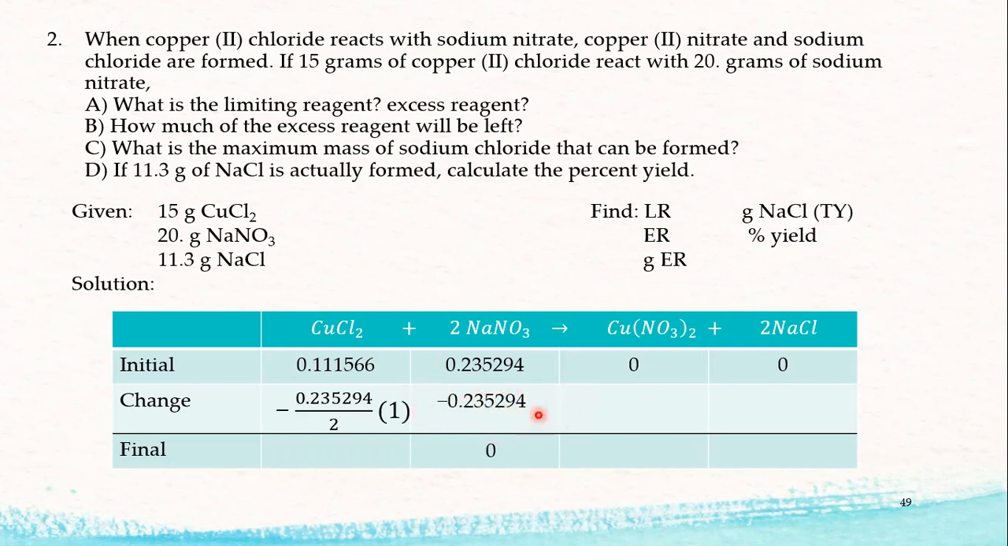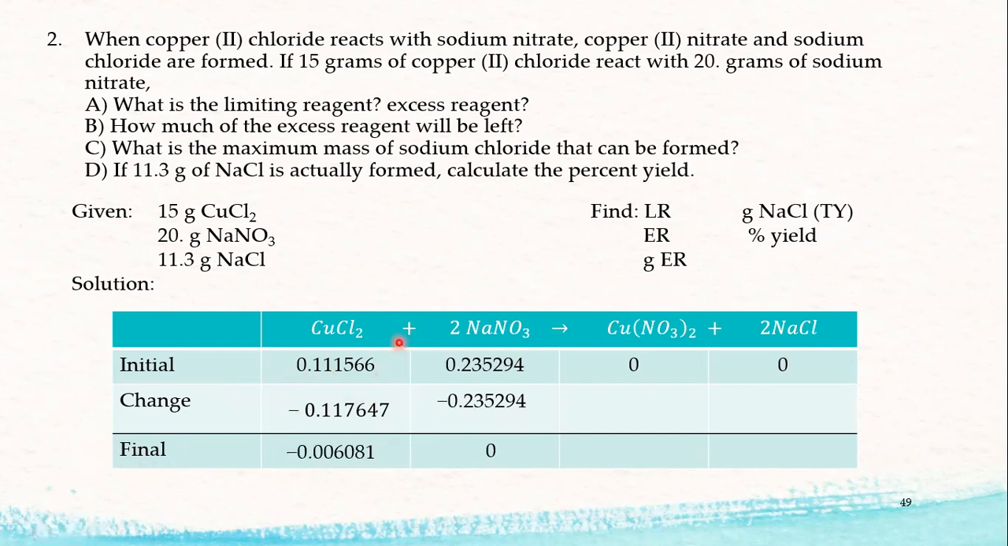So to do that, we divide our basis, which is 0.235294 mole. We divide it by the coefficient of our basis, which is 2 for sodium nitrate, and multiply it with our desired quantity. So this is why we have this setup here. This one, which is our basis, divided by the coefficient from which it belonged to, and then multiply it with our desired quantity. Okay. So by doing so, we end up with this amount.